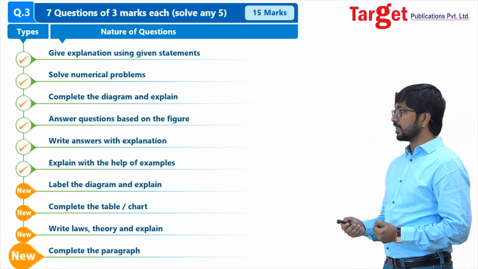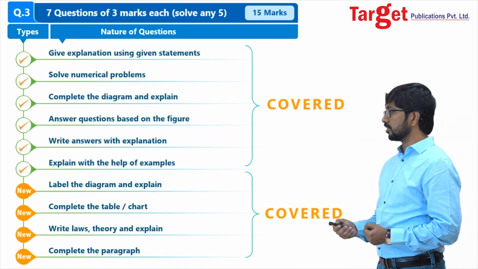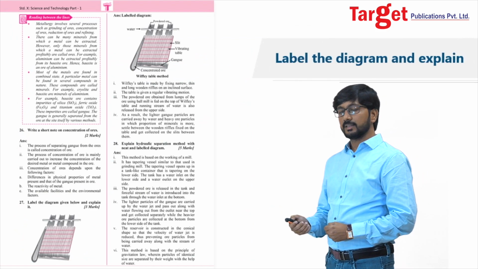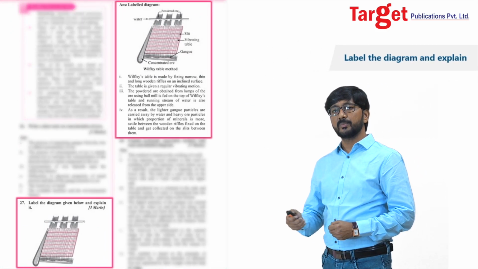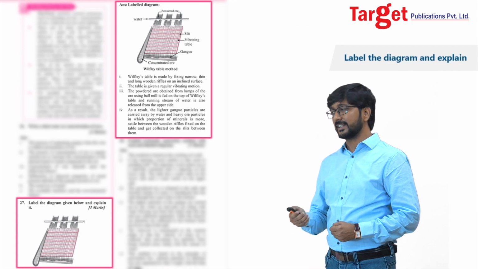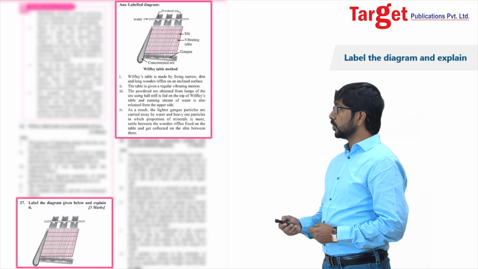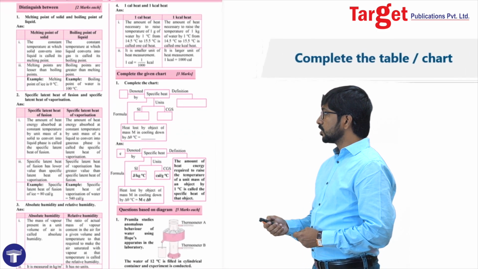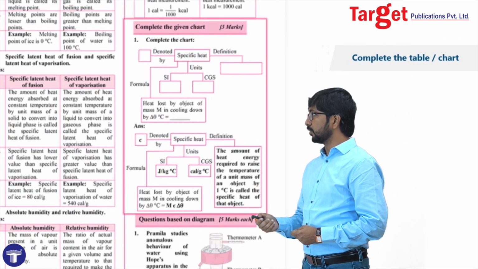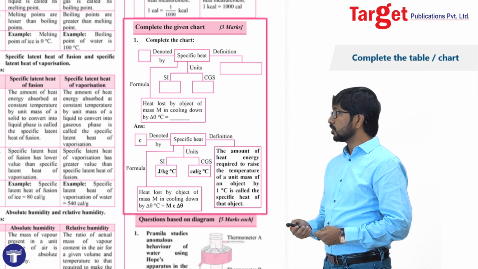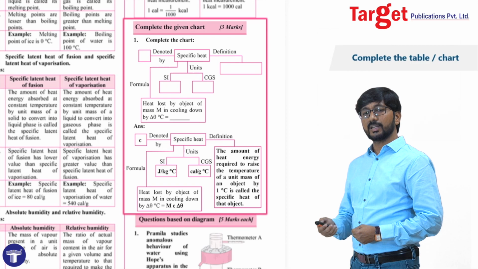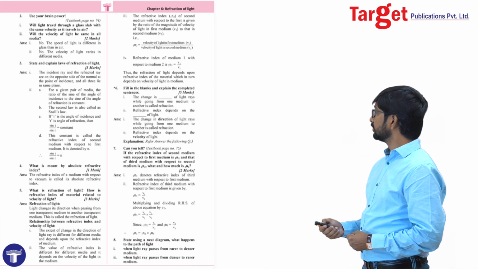So all these type of questions are covered in our target notes along with the new questions. Now label the diagram and explain. In this type of question, you would be provided with an unlabeled diagram. Then you are supposed to label it and explain it. Complete the flow chart. So here you would be provided with a flow chart with blank spaces. So you are supposed to complete the blanks with appropriate answers.